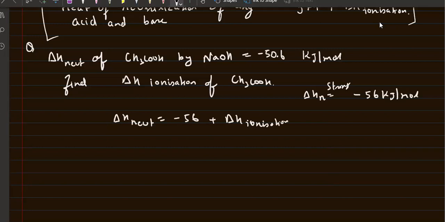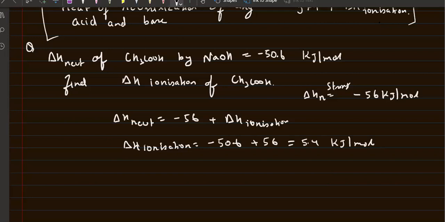Chalo, very good. So delta H ionization is equal to delta H neutralization, which is minus 50.6, and this will go to this side. It will be plus 56. So it is 5.4 kilojoule per mole. If you have taken 57.1, it would be 6.5. Yes. I hope all of you understood heat of neutralization. Just raise your hand. Everyone got this?